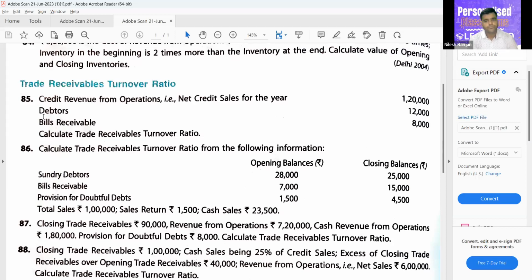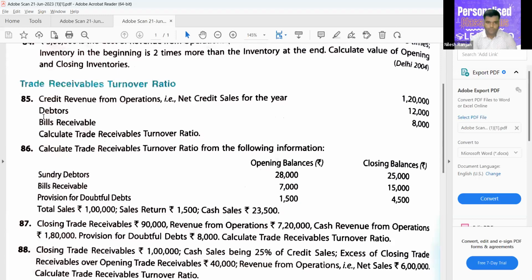So when we are using the normal trade receivable, we won't divide it by 2. We just add the debtors and bills receivable, because we are not calculating average. While calculating average, we divide it by 2. But it is not average, it is normal trade receivable. So 12,000 plus 8,000, it is 20,000. And if bills receivable is also not given, then we will use 12,000.